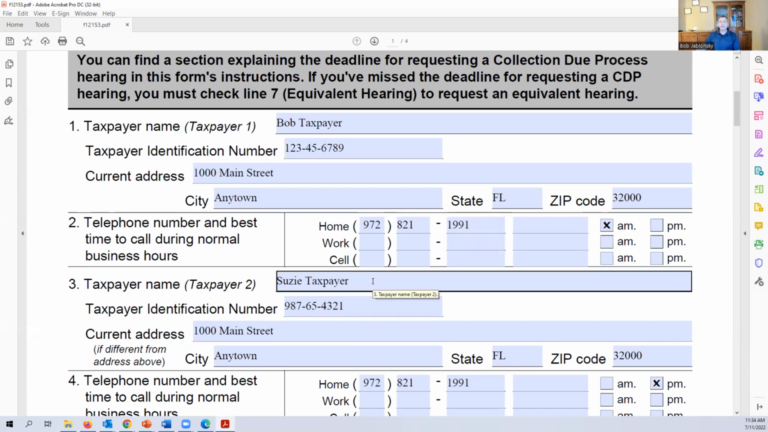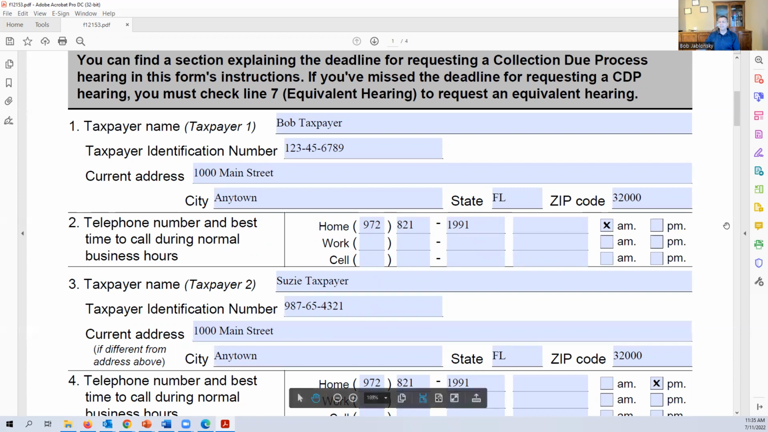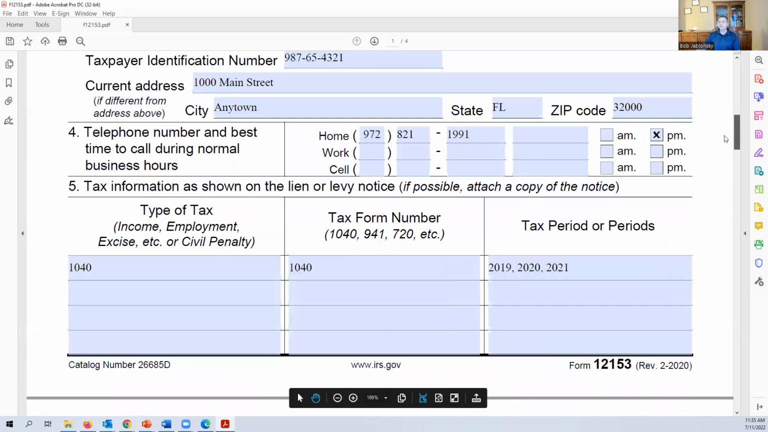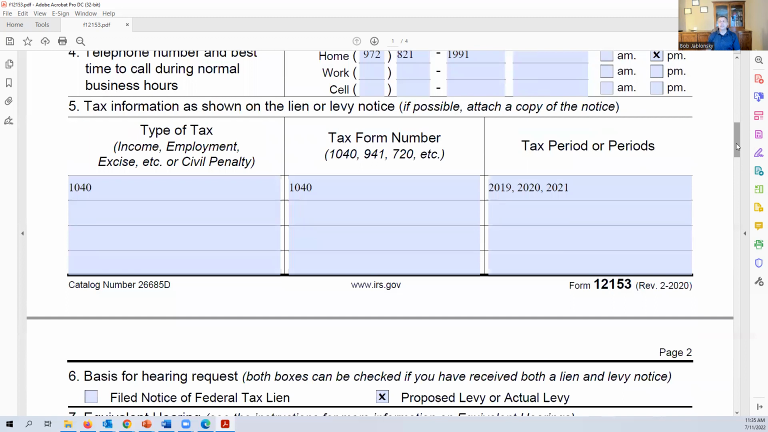I'm going to assume here I'm married and I have a joint tax debt with my wife, Susie, taxpayer. Her social security number is 987654321. She also lives at 1000 Main Street, Anytown, Florida, 32000. And she has the same home phone number, but she wants to be contacted in the evening. Now you can complete as many of these areas as you want, and give them as many numbers as you want. You don't have to give them a home number. You could give them a cell number, however you want to do it, but you should complete at least one of them.